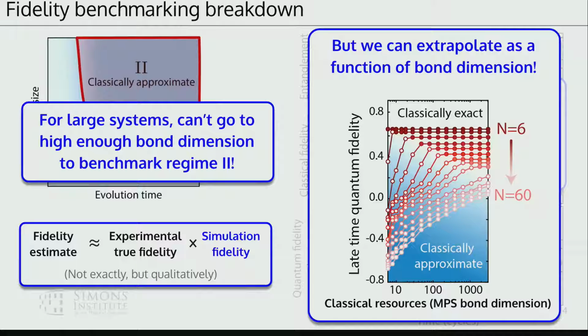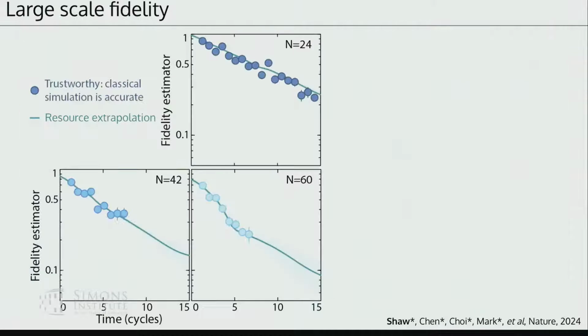But we've done extensive numerical cross-checks to make sure that our method works, and I'll go into a little bit more on the next slide here. All that said, here I'm going to show some of the data, and then we'll go through some of it. Here, the markers are trustworthy data points where we can do exact classical simulations for system sizes of 24, 42, and 60.